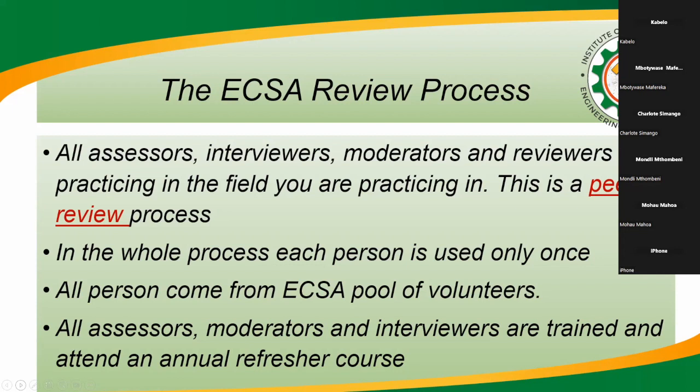If you are applying as a professional engineering technologist, you get reviewed by professional technologists who are already registered. You're not reviewed by lawyers. You're not reviewed by technicians. You're not reviewed by professional engineers. You are reviewed by other professional technologists. And that is what peer review means.